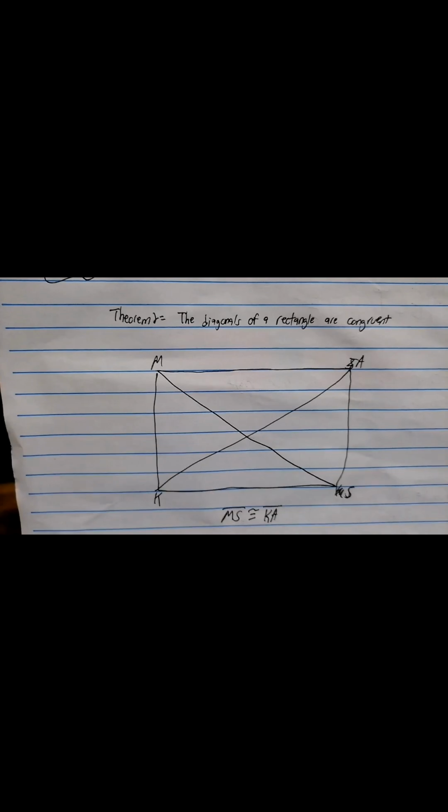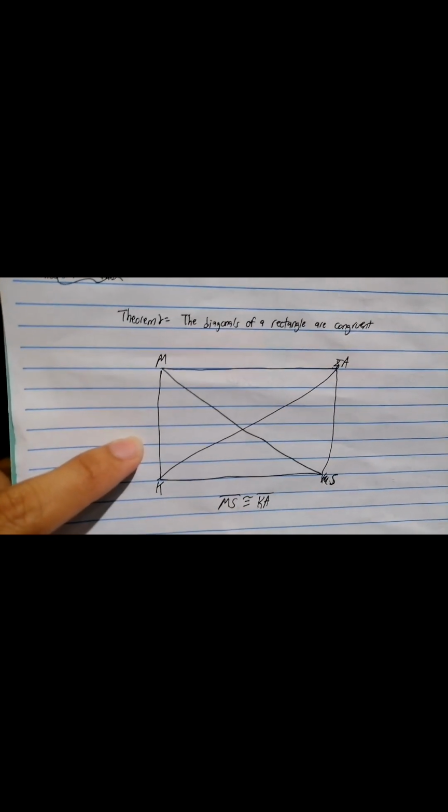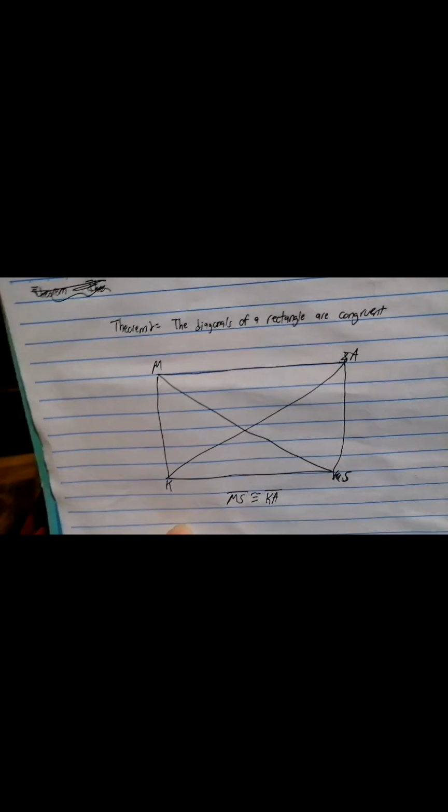So rectangles. Rectangles are parallelograms with four right angles. Theorem 1. If a parallelogram has a right angle, then it has four right angles, and the parallelogram is a rectangle. Theorem 2. The diagonals of a rectangle are congruent. So diagonal MS is congruent to diagonal KA.